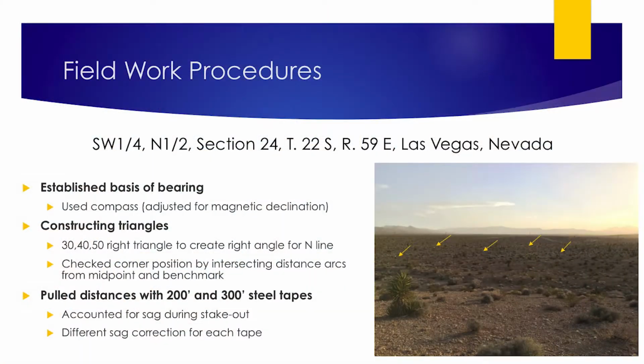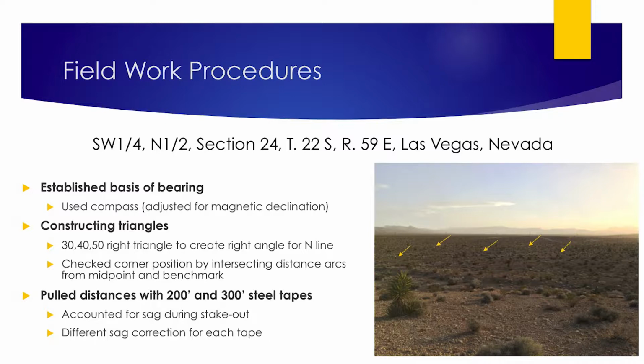So we did have a plan going into this, but of course nothing ever really works out how you expect it to. But to start off, we're going to go back to the basis of bearing, and to do that, we had a handheld compass where we could set the declination, and we set that, and on that line, we figured out that it was going to end up being perpendicular to our north line, and knowing that it's going to be a right angle, we used a 30, 40, 50 triangle to get the line for our north line.